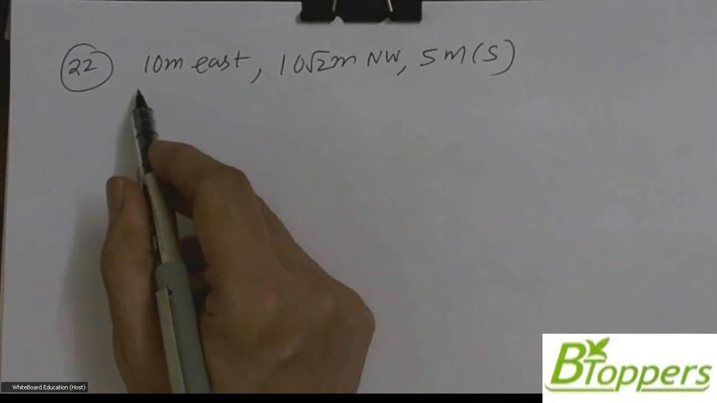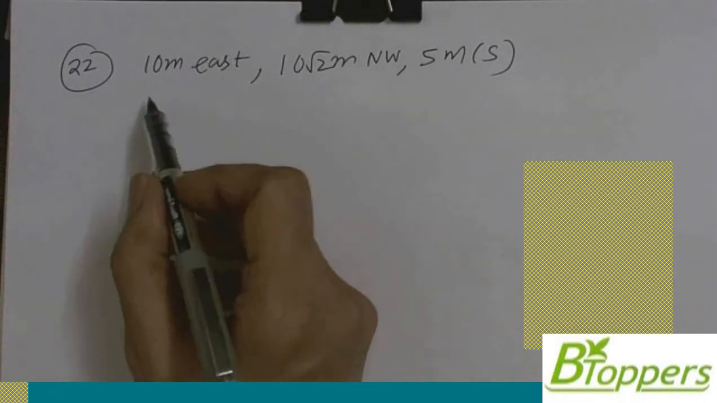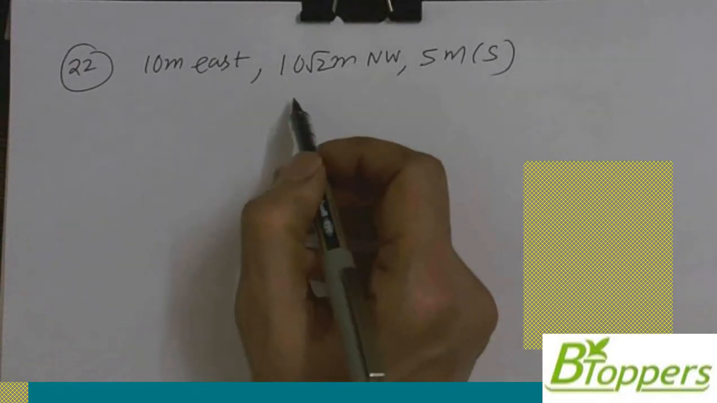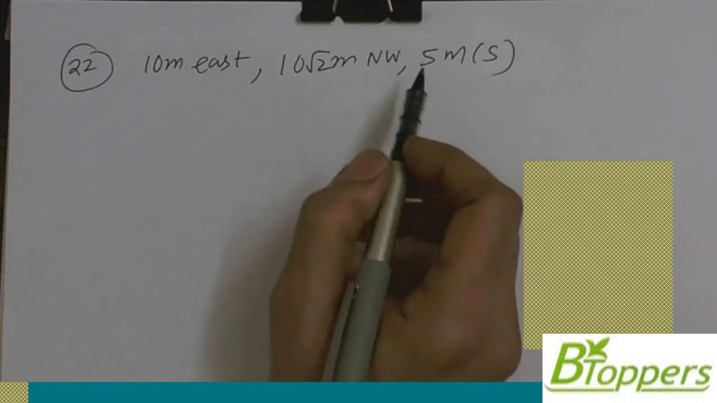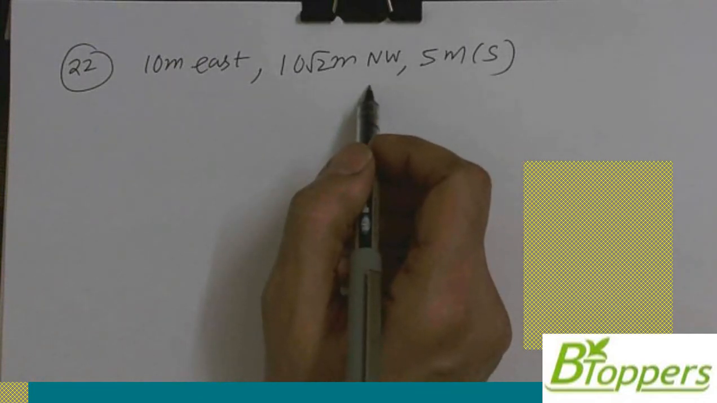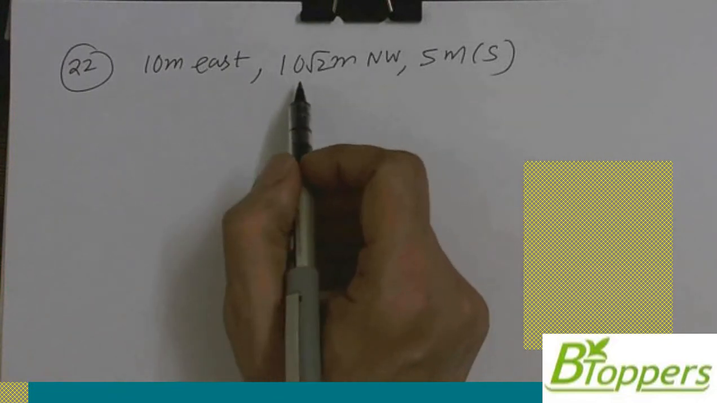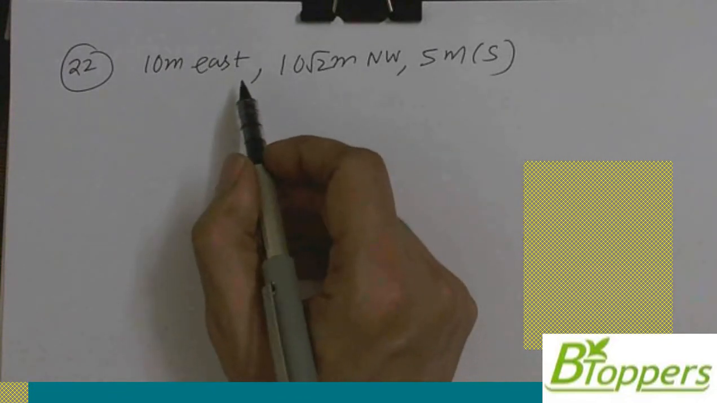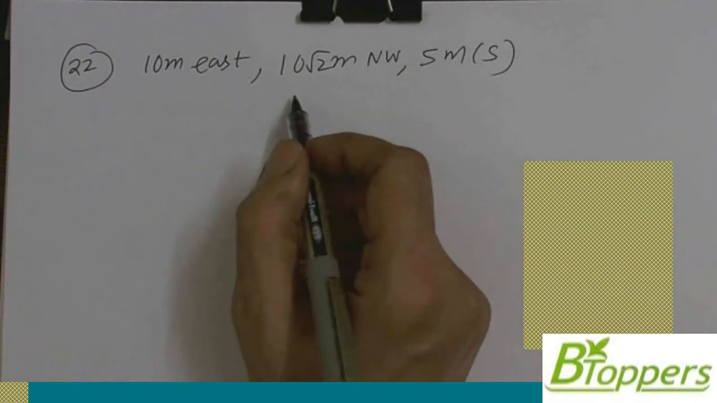So I'm going to solve problem number 22. It's given that the particle first moves 10 meter towards east, next 10 root 2 meters towards northwest, and then 5 meter towards south. And you're asked to find the magnitude of the resultant displacement of the particle. So in such problems, we try to choose a coordinate system. All the given displacements are in the horizontal plane.